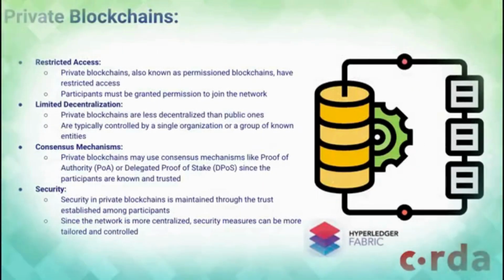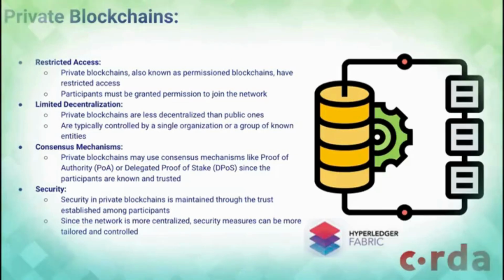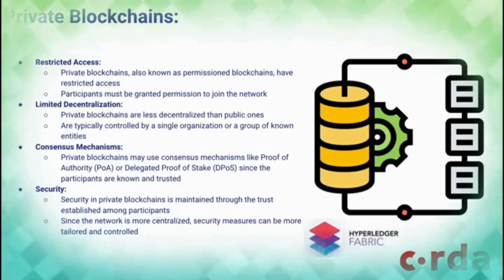Now let's talk about private blockchains. Number 1, private blockchains offer restricted access. Private blockchains, also known as permissioned blockchains, have restricted access. Participants must be granted permission to join the network, which is controlled by a central entity. Number 2, limited decentralization. Private blockchains are less decentralized than public ones. They're typically controlled by a single organization or a group of known entities. This level of control can enhance efficiency and privacy, but might sacrifice some aspects of decentralization.